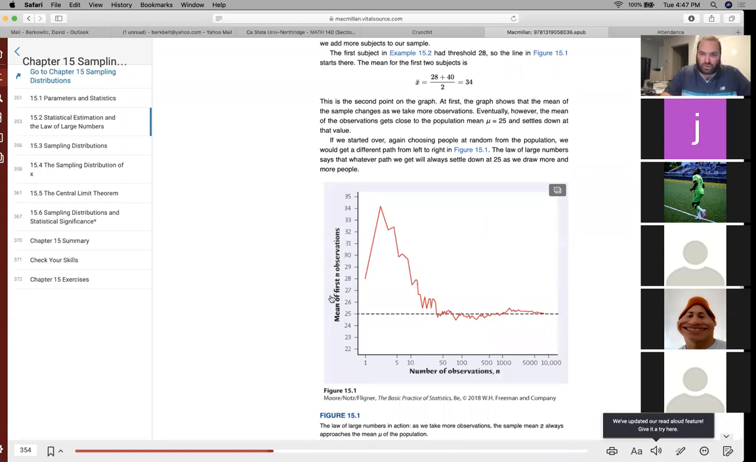I don't know exactly what the situation is, but there's some situation where people are computing the mean of 1 observation, of 2, of 3, to 5, to 10, to 50, to 100, to 500,000, and so on. What you see is in the beginning, when the sample is small.